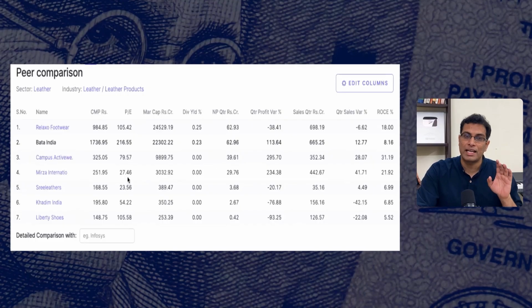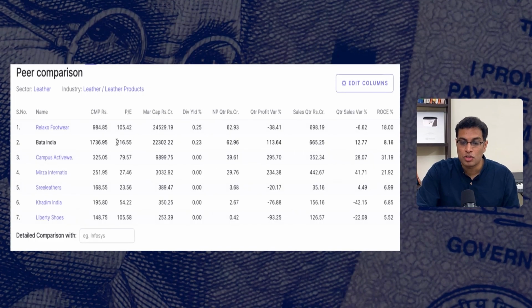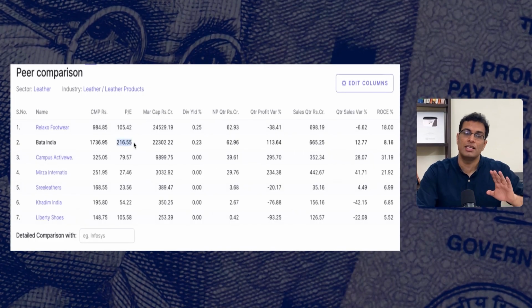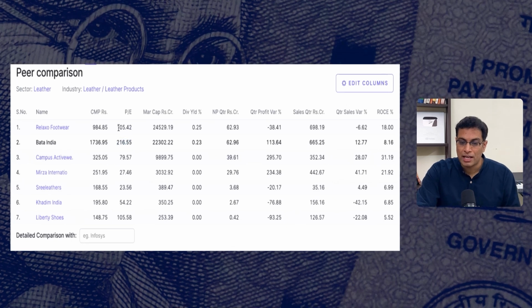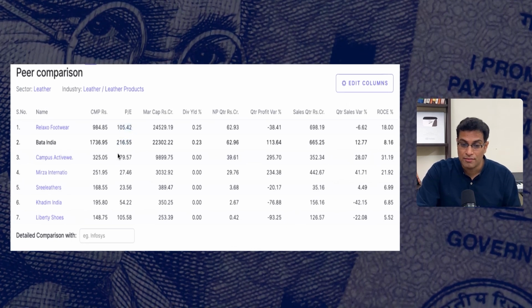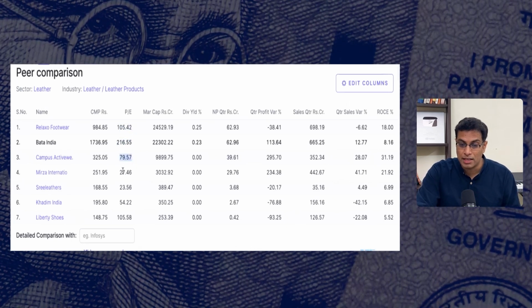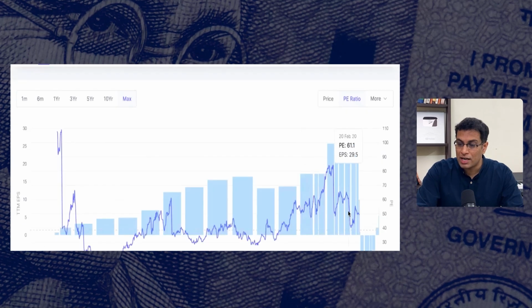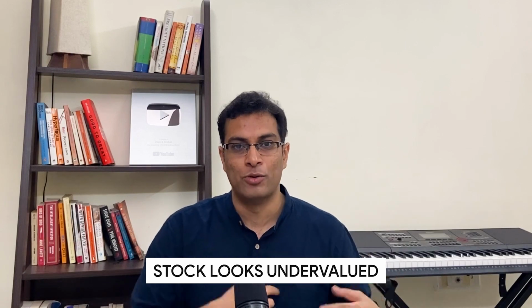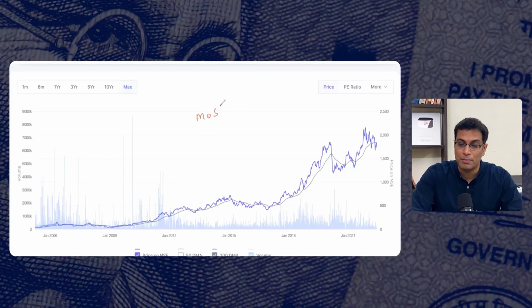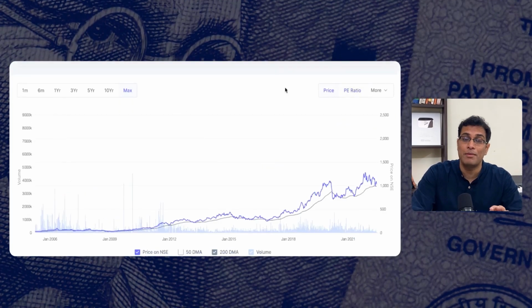Now let us take a look at peer PE also. This is not the most recent PE number, by the way. This just gives an indication. If you take a look at Relaxo, its PE is at 105. If you take a look at Campus, 80, etc. So it's not as if, when you're looking at this stock's current trading price PE, the PE is way off. So from a PE method point of view, is this stock overvalued or undervalued? It looks towards undervalued.